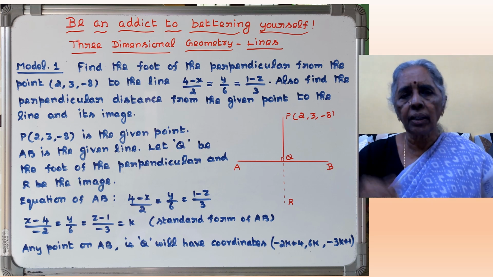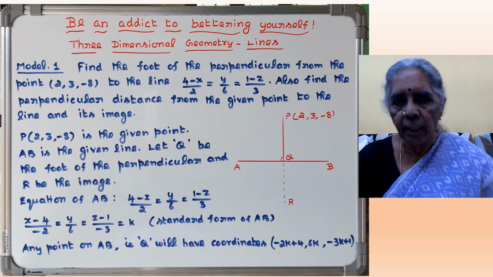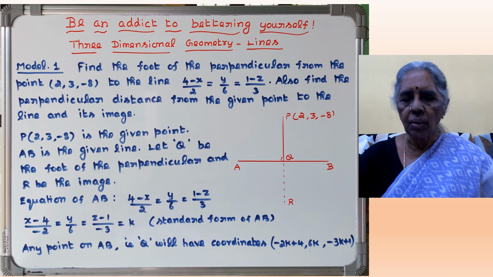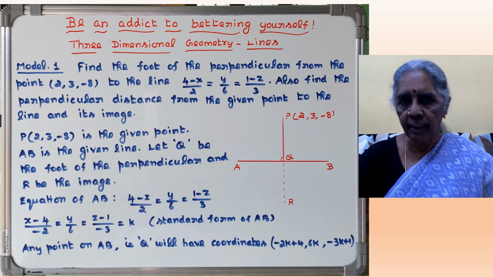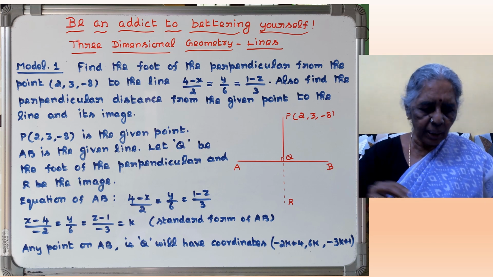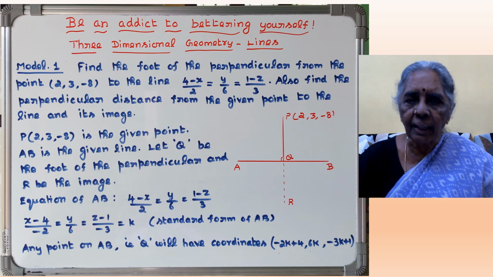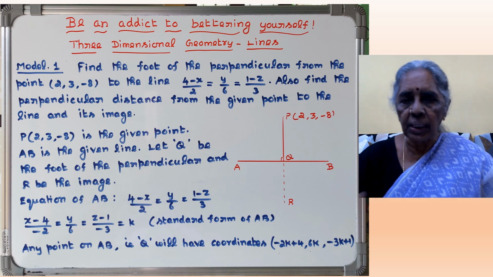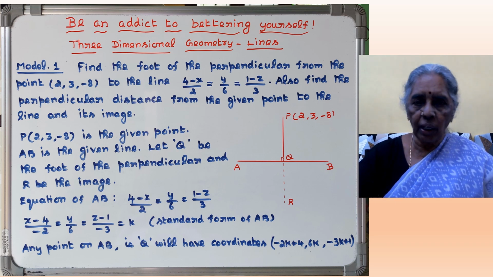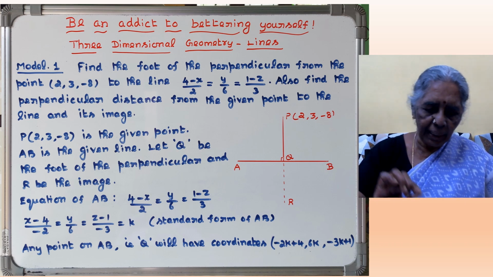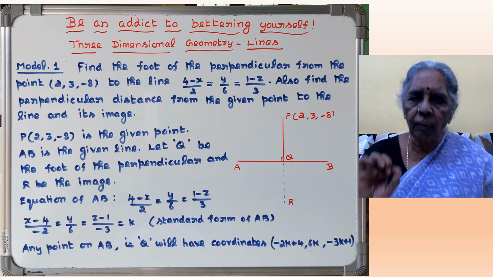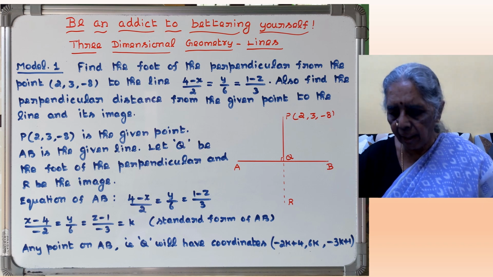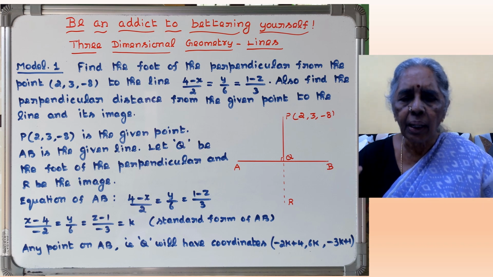Now, any point on AB you can say in a generalized way in terms of k. Q is also a point on AB, so we can take Q to have these coordinates. Now, (x - 4)/(-2) = k. So what will be x? x will be -2k + 4. y will be equal to 6k. z - 1 will be -3k, so z will be -3k + 1. So Q will have coordinates (-2k + 4, 6k, -3k + 1).